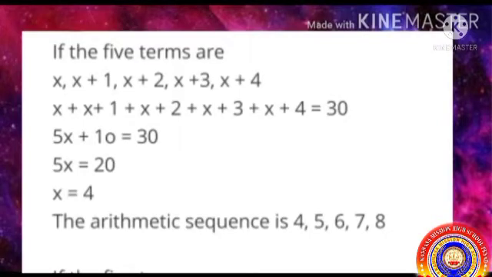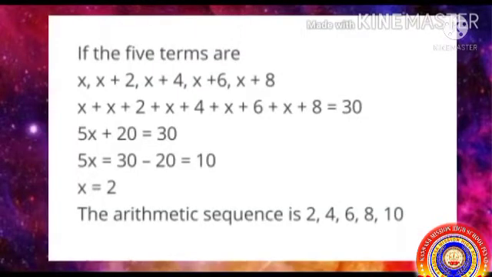Next, we take the sum of all these 5 numbers: x plus (x plus 1) plus (x plus 2) plus (x plus 3) plus (x plus 4) equal to 30, which is equal to 5x plus 10 equal to 30. 5x equal to 30 minus 10, 20. Then x is equal to 20 by 5, 4. So the arithmetic sequence is 4, 5, 6, 7, 8, etc. This is the first sequence.